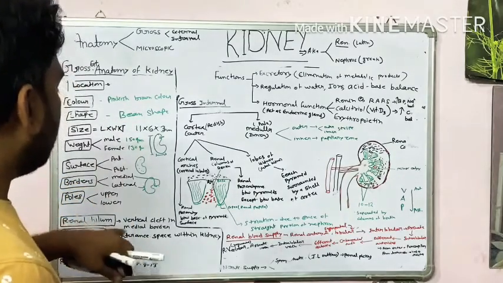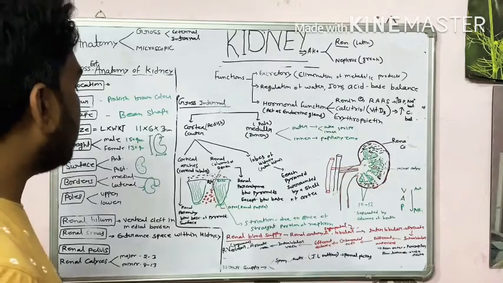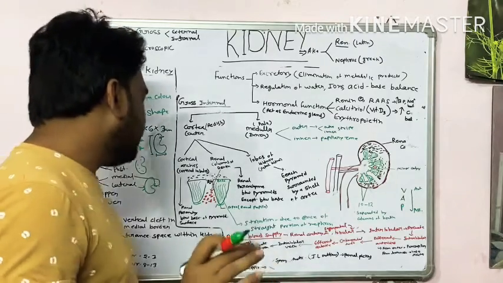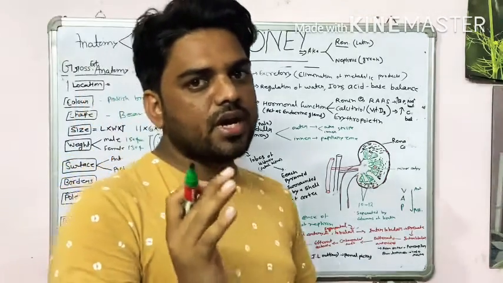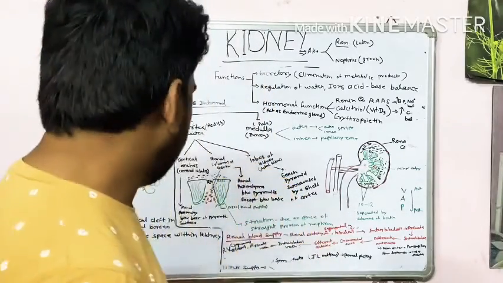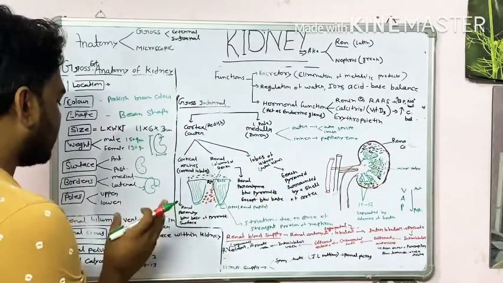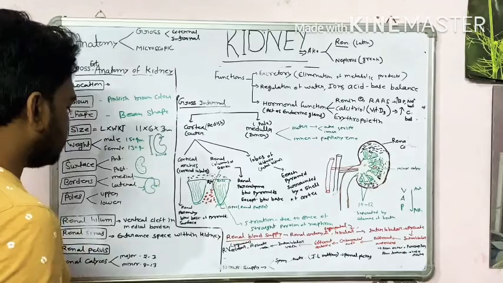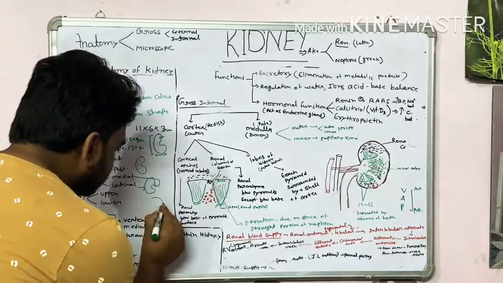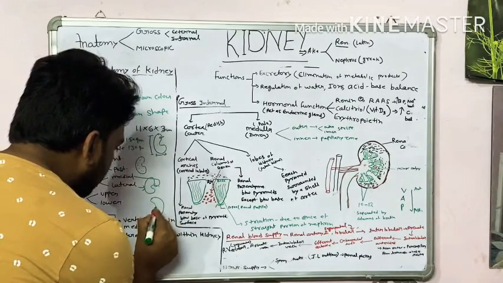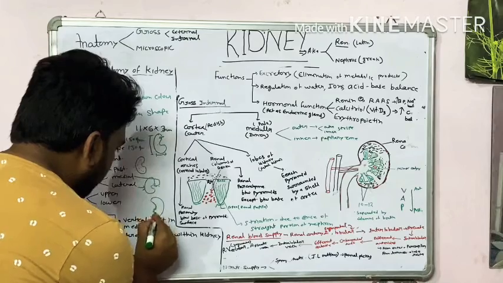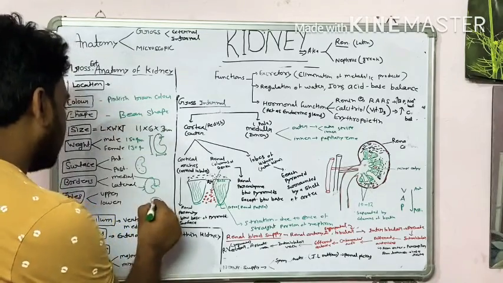One more thing is renal hilum. Renal hilum is nothing but a vertical cleft in the medial border of the kidney, which is known as the renal hilum, like this. Suppose this is the kidney, this is the renal hilum. Okay, vertical cleft.